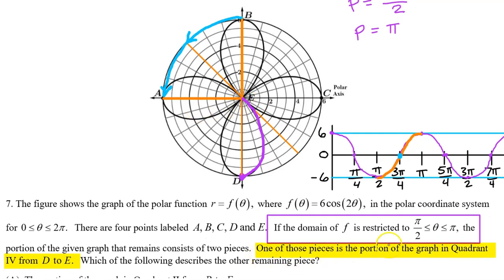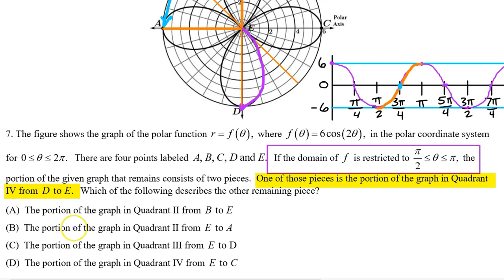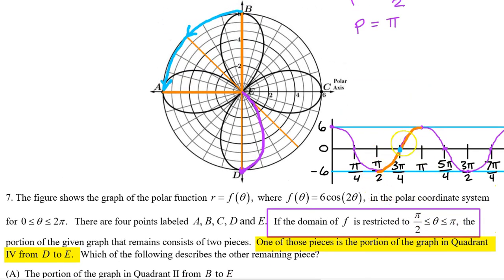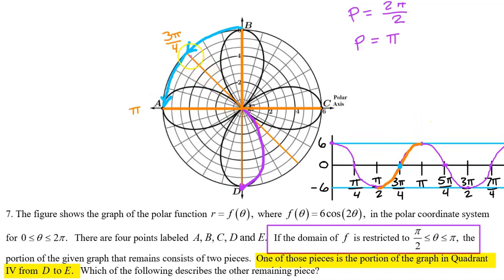In the setup, we were told that on this interval, one piece of the graph is in quadrant 4 from D to E. That's the portion of the graph that we just identified. Here we are in quadrant 4 from D to E. Now we need to identify the other portion of the graph included by this interval. So it's going to come from the portion of the graph between 3 pi over 4 and pi. On the polar graph, 3 pi over 4 to pi is from here to here.